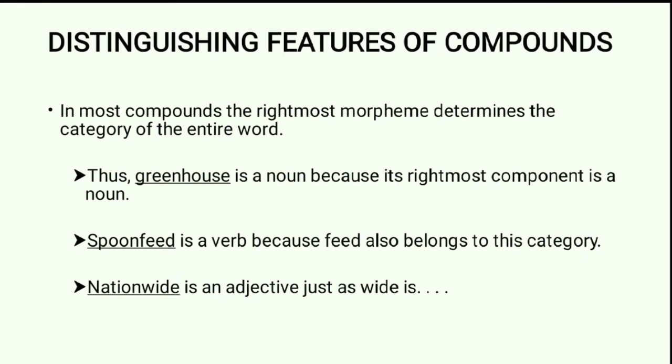Distinguishing features of compounds. In most compounds, the rightmost morpheme determines the category of the entire word. Thus, greenhouse is a noun because its right component is a noun. Spoon feed is a verb because feed also belongs to this category. Nationwide is an adjective just as wide is. Yang membedakan atau menonjolkan dari compounds dalam kebanyakan compounds, morfem paling kanan menentukan kategori seluruh kata.